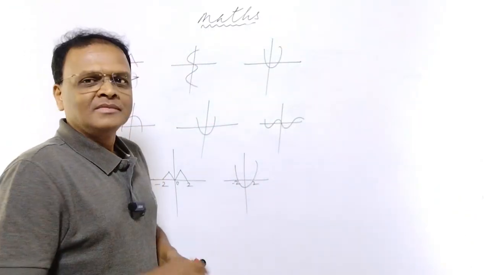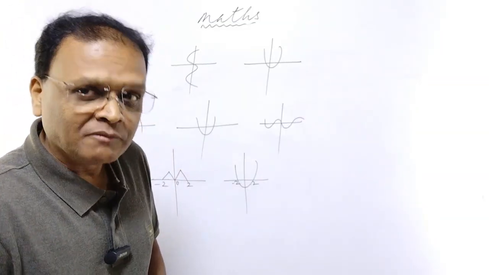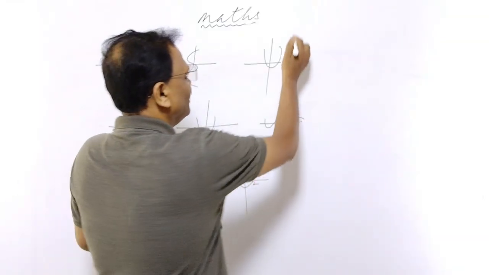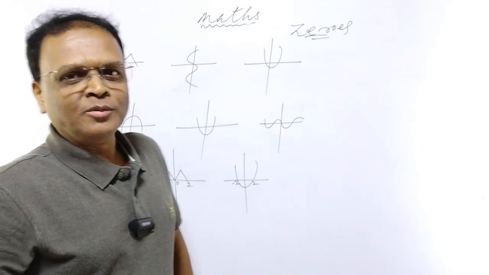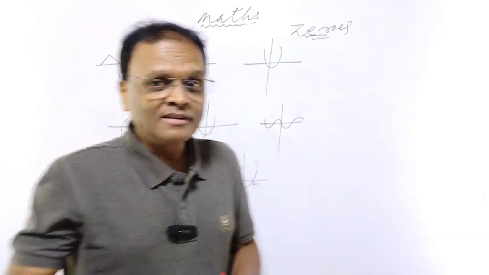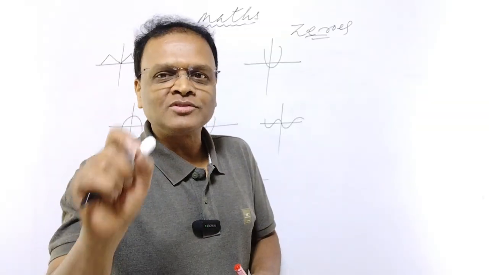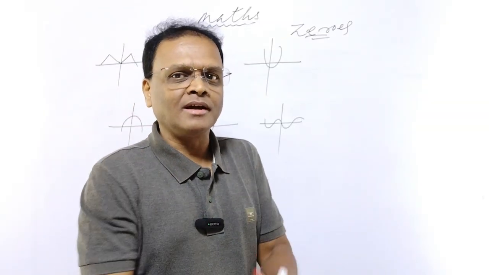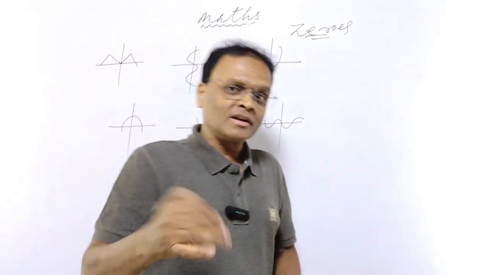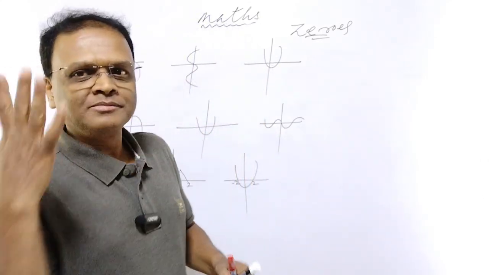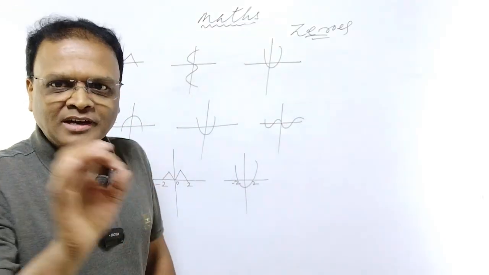Very important. So today we are going to discuss a very important topic: the zeros of the polynomial from the graph. I repeat, today we are going to discuss the zeros of the polynomial with the help of the graph. That means how to find the zeros, how many zeros there are, and what the zeros are with the help of the graph. Like this graph you will get in your examination.